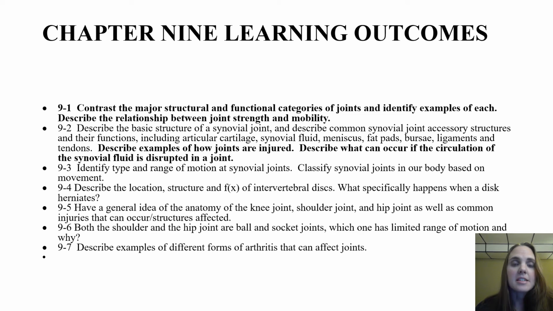You need to identify the type and range of motion that we find at synovial joints and classify those joints based on their movement. You need to describe the location, structure, and function of our intervertebral discs and understand what's happening when a disc herniates. You need to have a general idea of the anatomy of the knee, shoulder, and hip joint, as well as common injuries that can occur here. You need to know which of our joints between the shoulder and hip has the more limited range of motion and why, and describe some different forms of arthritis that can affect our joints.